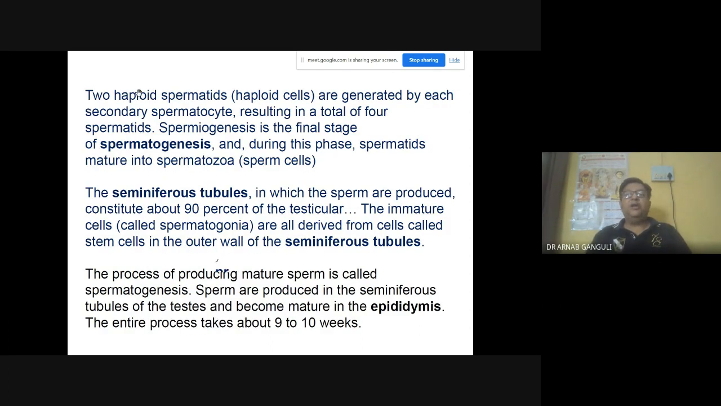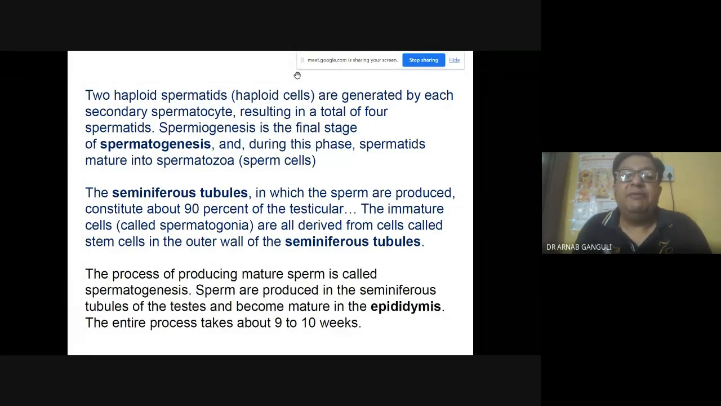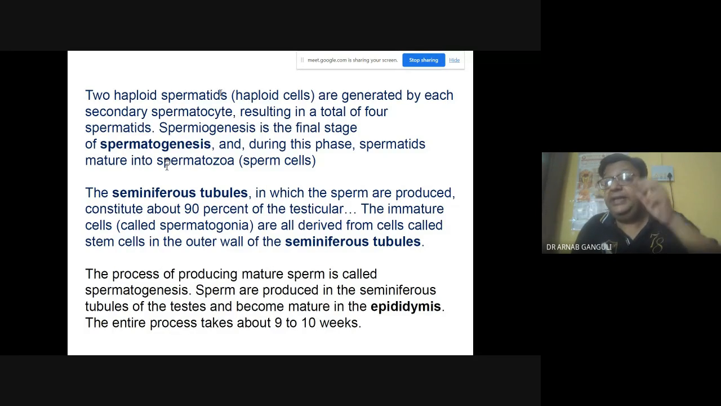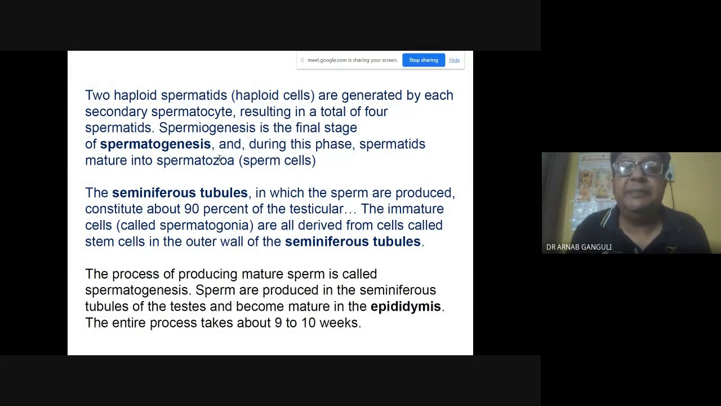So two haploid spermatids or haploid cells are generated by each secondary spermatocyte. So you have a primary spermatocyte which makes two secondary spermatocytes. Each of the secondary spermatocytes makes two spermatids. And through the process of spermiogenesis, the spermatids resemble the spermatozoa or the sperm with flagella. There are changes which take place in the spermatid. The spermatid looks like a normal cell.